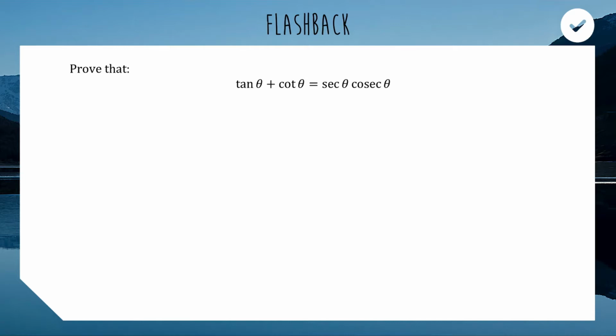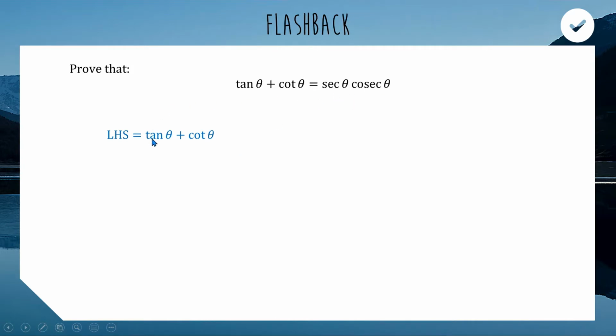Okay, now I'll run through my solution. So I'm going to start with the left-hand side, which is tan theta plus cot theta. Now, my strategy is, I can see the right-hand side is in terms of sec and cosec, which is 1 over cos and 1 over sine. So a good starting place would be to write tan and cot in terms of sine and cosine, so that we can eventually write them in terms of sec and cosec.